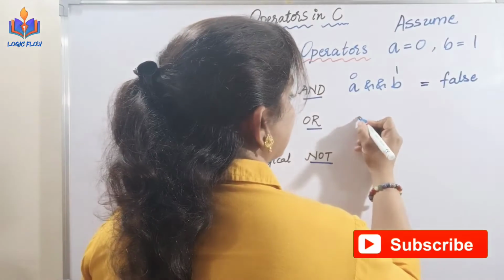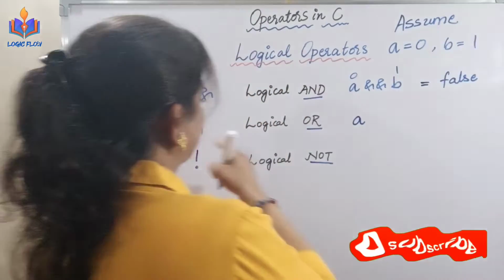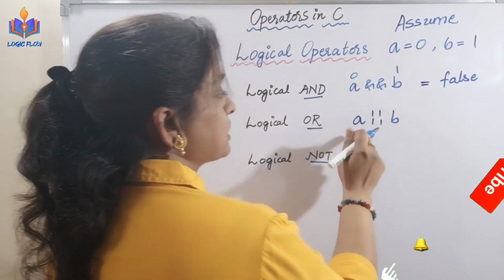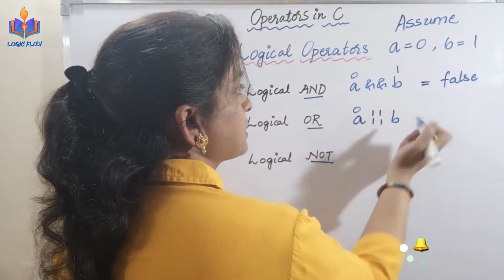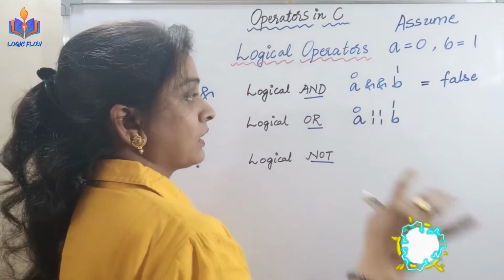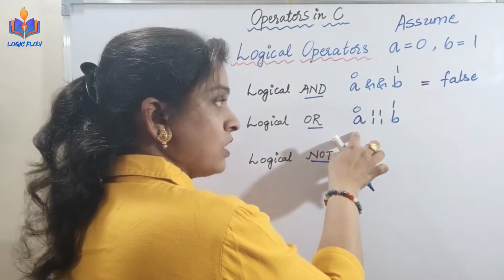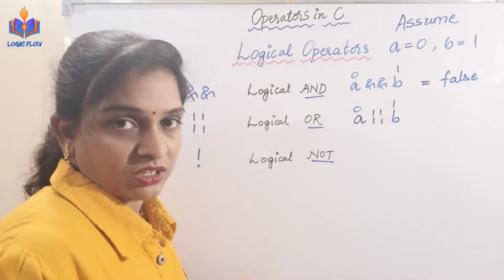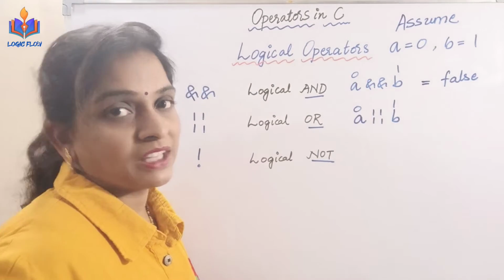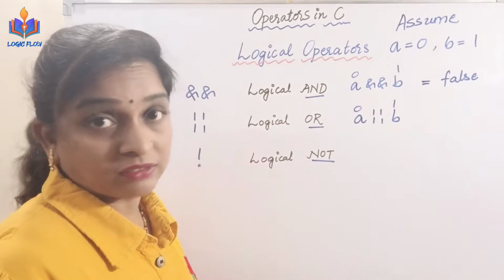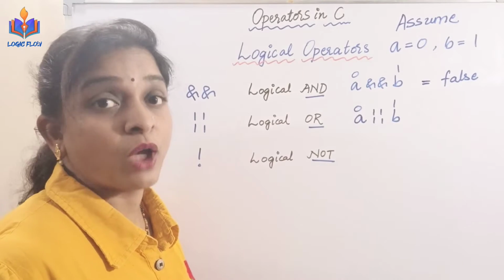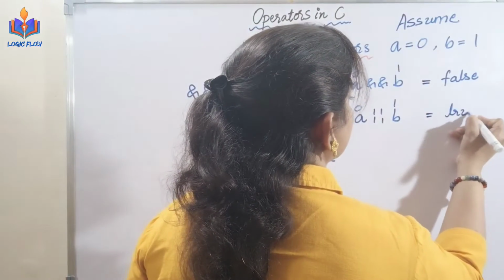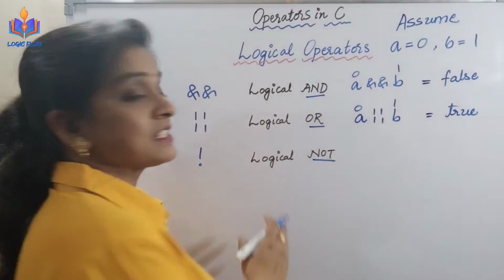Whereas if I apply the same values with OR, I say A or B. What is the value of A? It is 0. What is the value of B? It is 1. A is false, B is true. So if any one condition is true, then the result will be true. This or that is good enough to have the result as true. So my result will be true. Then I say NOT.